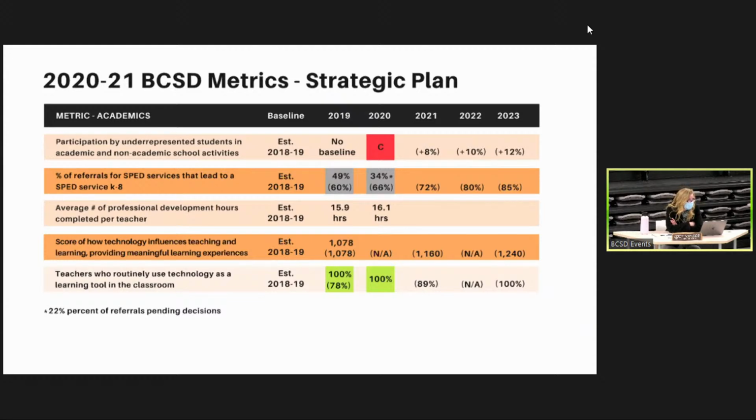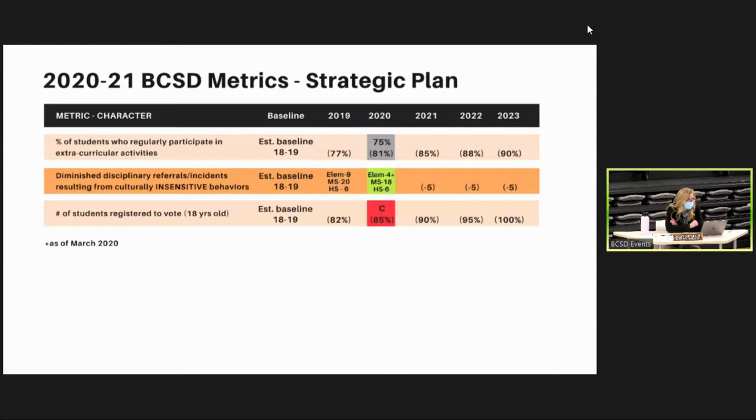Continuing on some of the academic pieces, we were talking about special ed and the learning gaps. Again, much of this was impacted by COVID and the lack of data that we had at the end of the year. And looking at character, we did do the school climate survey in December, which is when we've traditionally done it. So we did have data for that.